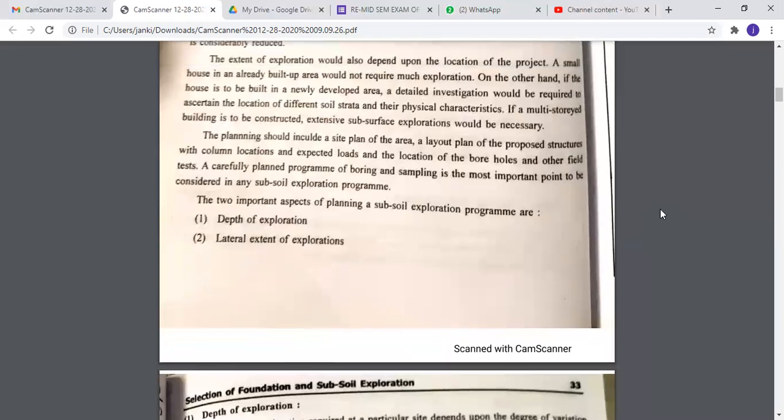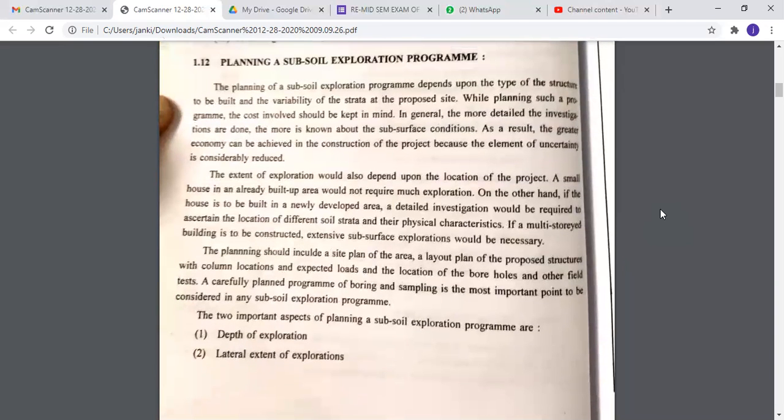Now, next is planning a subsoil exploration program. The planning of this program mainly depends on the type of structure to be built and the variability of the strata at the proposed site. While planning such a program, the cost involved should be kept in mind.